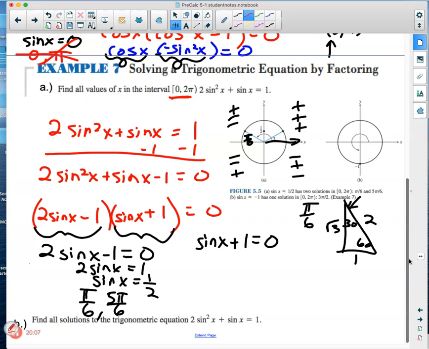Now let's go after the other 0, which was sine of x plus 1 equals 0, and if we subtract 1 from both sides, we'll have sine of x equals negative 1. And the sine of x equaling negative 1 hopefully makes us think, well, that can't be a 45, 45, 90, because opposite over hypotenuse can't be 1 over 1. That must be quadrantal.